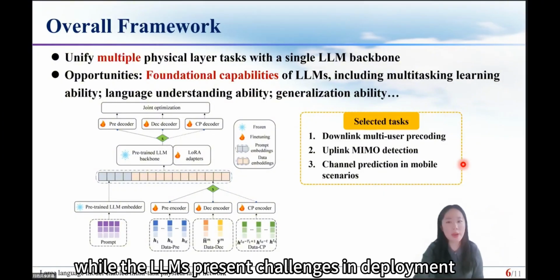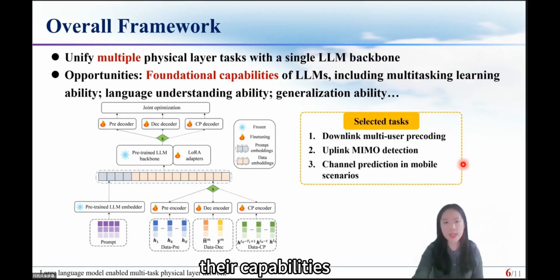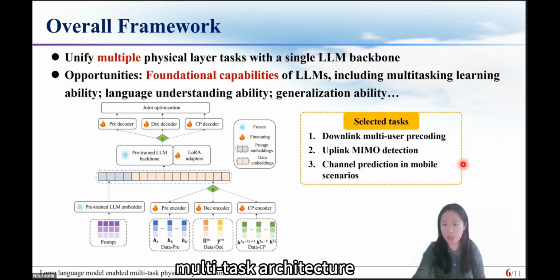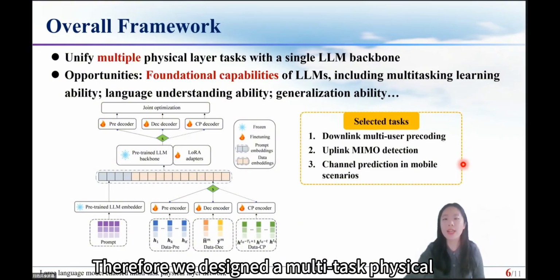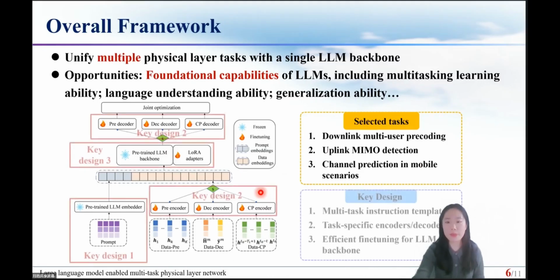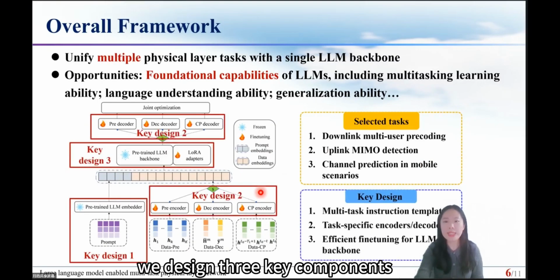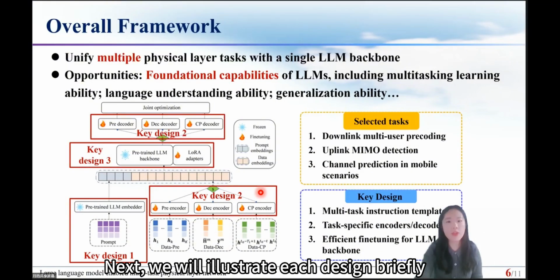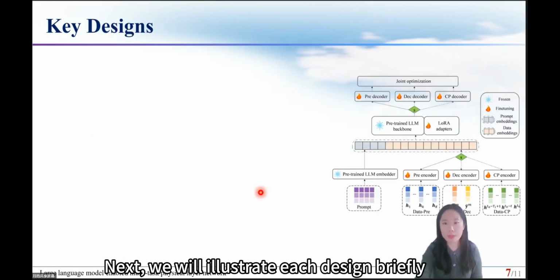Fortunately, while the LLMs present challenges in deployment and training costs, their capabilities also create opportunities for a unified multitask architecture. Therefore, we designed the multitask physical layer LLM as depicted here. To achieve this goal, we designed three key components to address the critical challenges of this framework. Next, we will illustrate each design briefly.